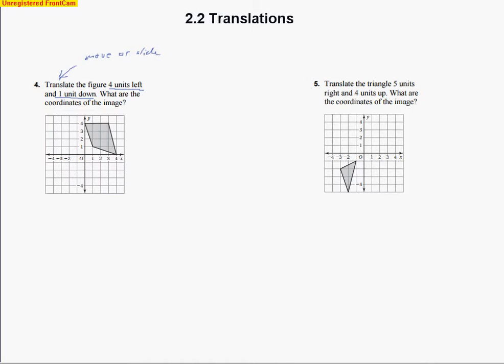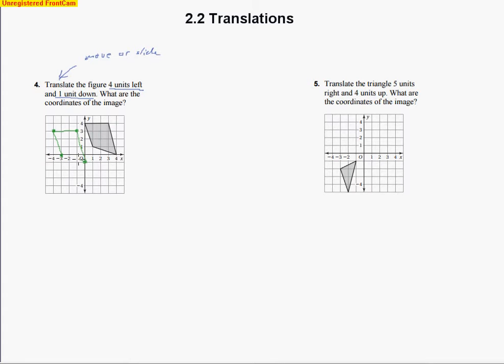And so in this case here I'm going to go 4 units left, so 1, 2, 3, 4, and then 1 unit down. So 1 unit down, and I put a dot there. And I do the same thing with all the other points. So 1, 2, 3, 4, 1 unit down. And then I go from this point, 1, 2, 3, 4, 1 unit down. And the last one, 1, 2, 3, 4, 1 unit down. And then I just draw the figure.